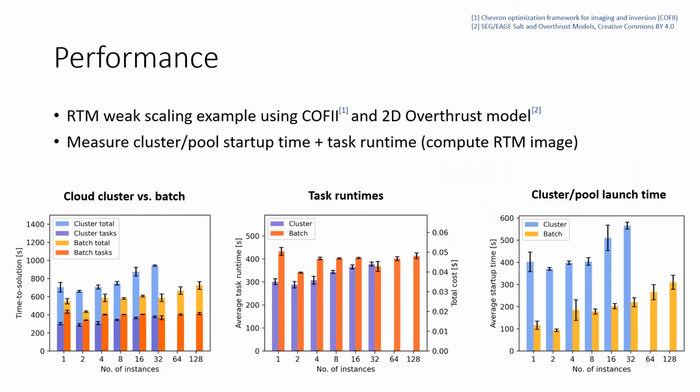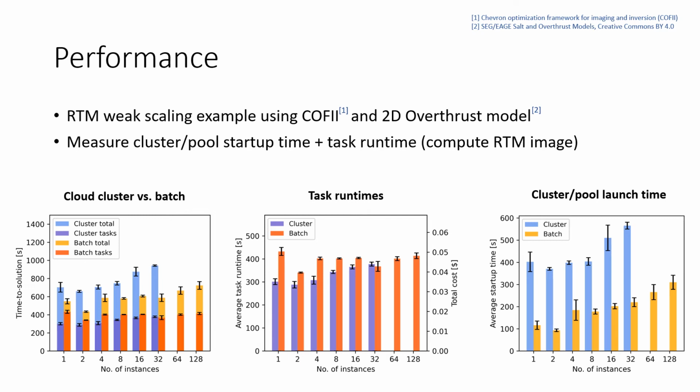In the performance analysis, we present a weak scaling experiment in which we analyze the turnaround time for computing an RTM image for an increasing batch size of shots. The computational workload per node is fixed to a single RTM image. The turnaround time of a job includes the time that it takes to spin up the batch pool and the actual runtime of the tasks.